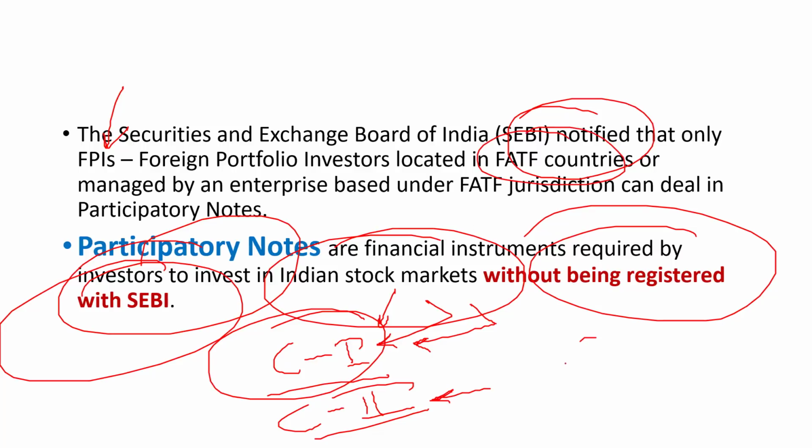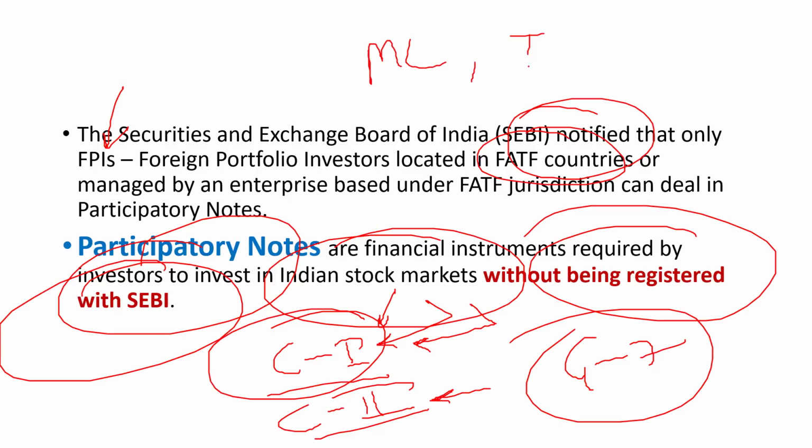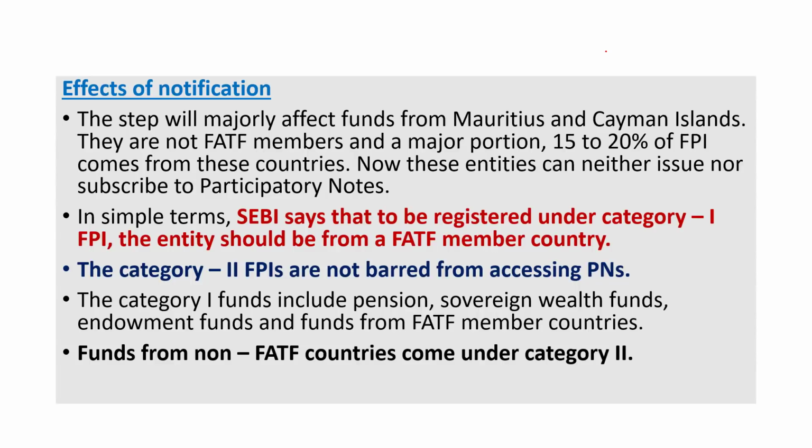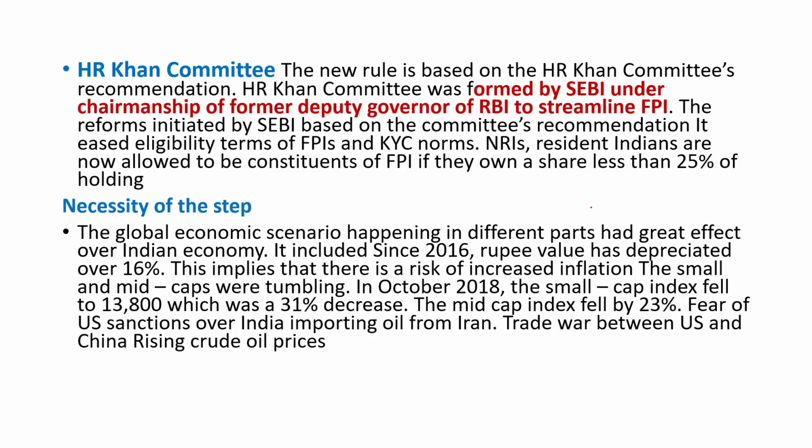FATF is the G7 countries' initiative, and 2 important issues were there: money laundering and terror financing. It started with the money laundering issue, but in 2001 terror financing was added. So these 2 issues are there. So this is why we are only allowing those FPIs who are located in FATF countries, or who are managed by enterprises based under FATF jurisdiction. So that's the issue. For category 1, they should be fulfilling that condition, but for category 2 there's no restriction. So that's the issue. Okay, and the necessity is given here.